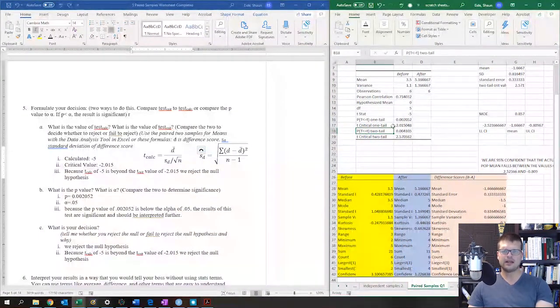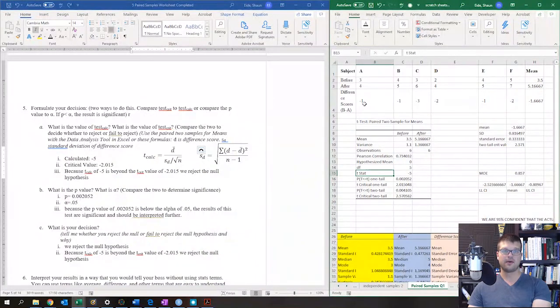Next, we've got the t critical value, the t critical value for a two-tail and for a one-tail. So you can check that against what we already did. And then more importantly, we also have the t statistic. So we could run the average difference score divided by the standard deviation divided by the square root of n minus 1.